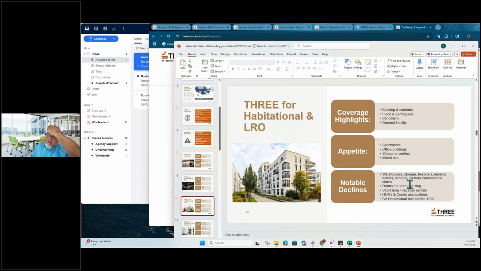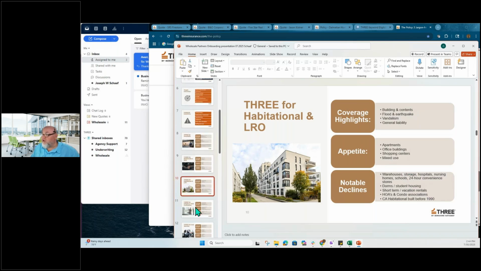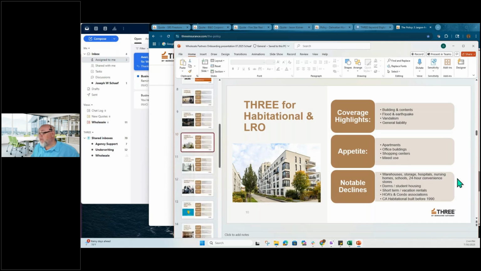We include all the main coverages for this category. The key thing here is the notable declines. We don't handle warehouses, storage, hospitals, nursing homes, etc. We don't do any dorms or student housing. We don't do short-term or vacation rentals. We do not handle HOAs and condo associations if you're trying to insure the buildings. If it is just the association and you're trying to insure for the business only, that's something we can do.